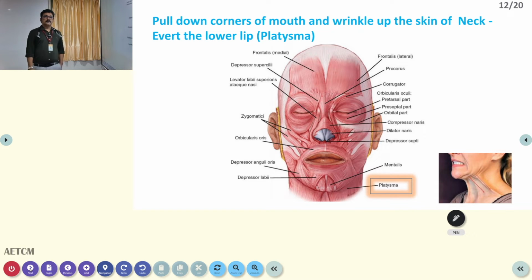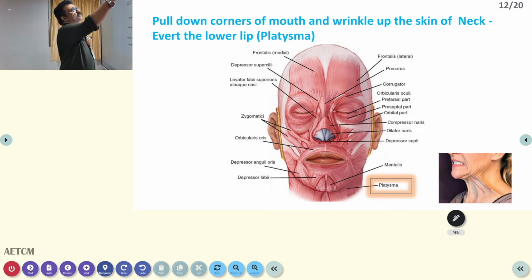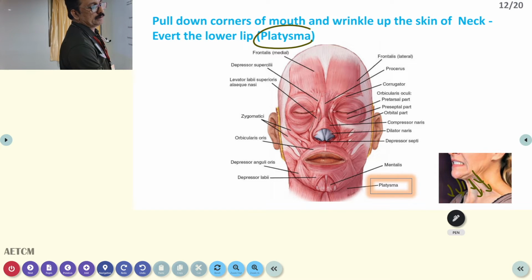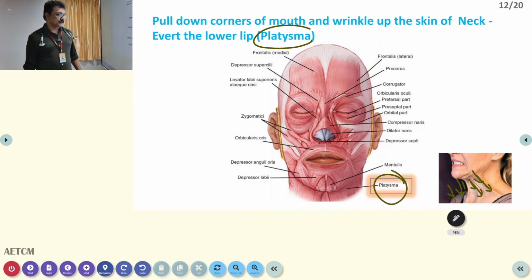Now the next examination will be to pull down the corners of the mouth and wrinkle the skin of the neck. We are testing the platysma muscle. So the platysma muscle we are testing here. You can ask the patient to do like this. Suppose there is weakness on one side, that side will not be moving downwards, the other side will move, and the movement will be exaggerated on that side. We are testing the muscle, that is platysma.